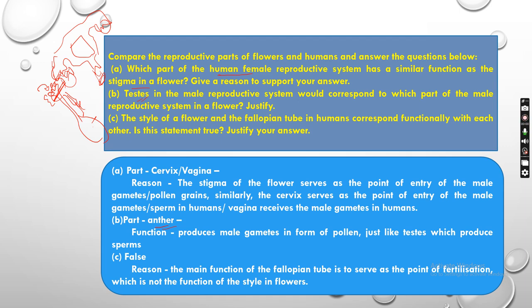Now why is it false? The reason is the fallopian tube is the site where fertilization occurs. So this question also comes. Fertilization occurs in the fallopian tubes where the sperm and the egg meet. But in the style, fertilization does not occur. Fertilization occurs only in the ovule or the ovary part of the flower. So the style and the fallopian tube functions are not the same.